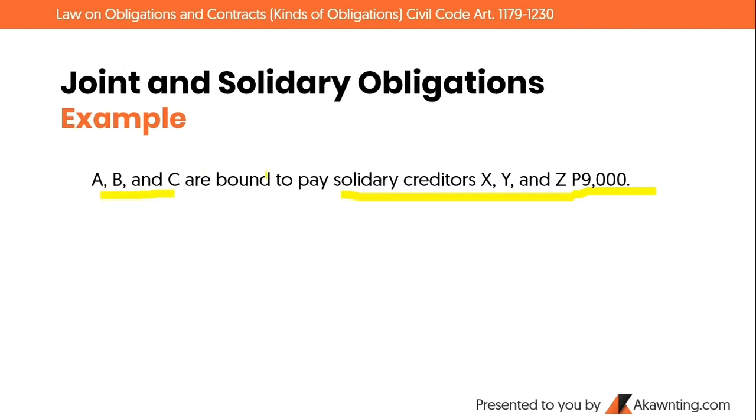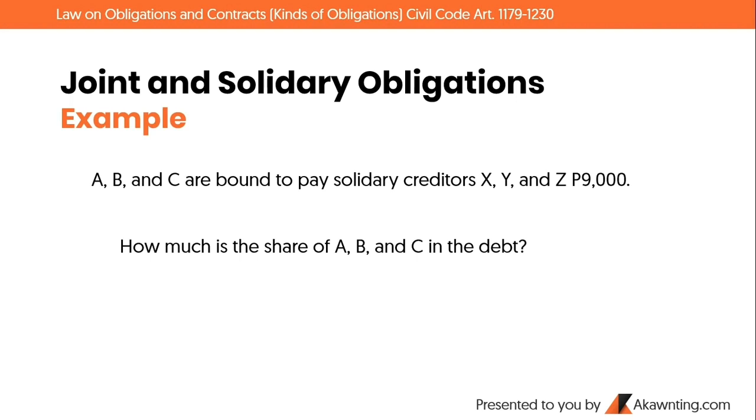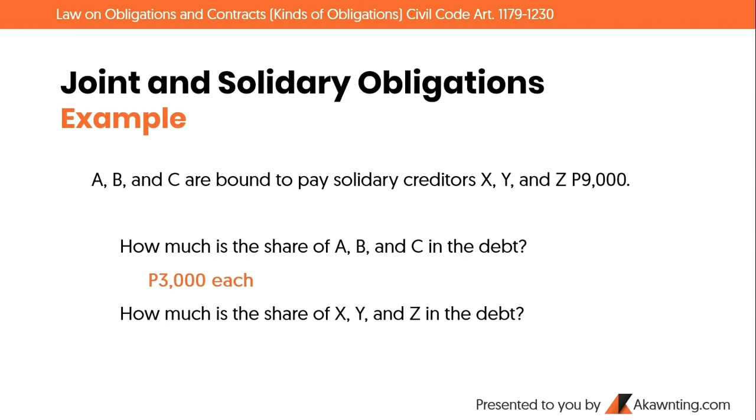First question. Okay, analysis muna. Debtors A, B, C. So, joint or solidary. First question tayo. How much is the share of A, B, and C in the debt? Okay. Obviously, they have 3,000 each, di ba? Parang ganun pa rin sa last time kasi hindi naman nabago. Joint pa rin sila ngayon. How much is the share of X, Y, and Z in the debt? Okay. 3,000 pa rin. So, hindi na bago. Kahit na solidary sila, tama pa rin yung sagot natin dito. Tama na 3,000 each pa rin yung share nila.